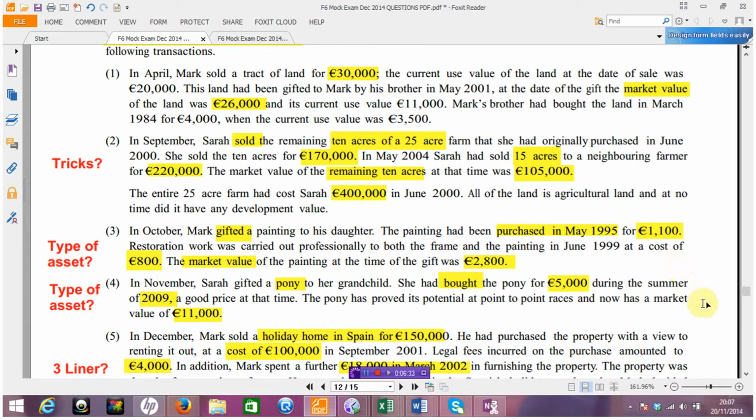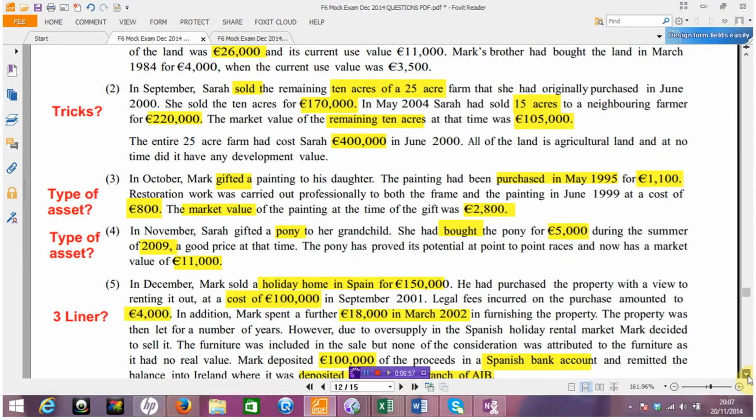Okay, the next one, similar sort of thing here, although a slightly different type of asset. We would have had to pick up on the fact that it's a pony. What type of asset is it? Is it a durable chattel, or is it a wasting chattel? If it is a durable chattel, then what are the rules in relation to it, and is it exempt, is it chargeable, etc. So a couple of quirky areas there for us.